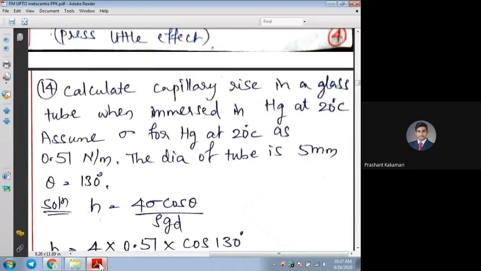On capillarity, the first problem is: calculate the capillary rise in a glass tube when immersed in mercury at 20 degrees centigrade. Assume the surface tension sigma for mercury at 20 degrees centigrade as 0.51 newton per meter. The diameter of the tube is 5 mm, which is the inside diameter of the pipe, and the angle of contact between the surface tension and the pipe is 130 degrees. Now recall the concept again: for this obtuse angle with mercury, will there be capillary rise or fall? Just one of you can reply.